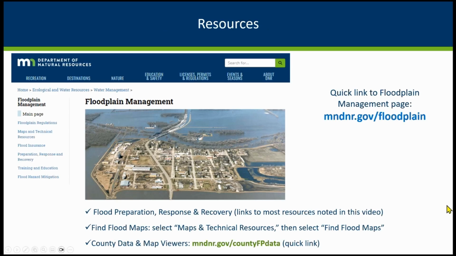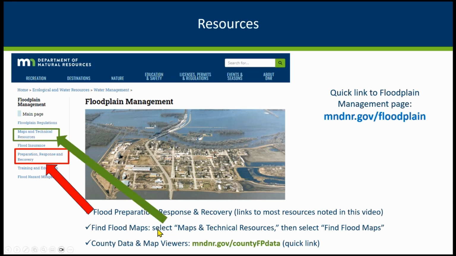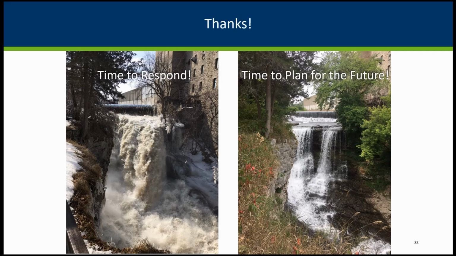We do have more information just on flood preparation, response, recovery, as I mentioned at the beginning. And if you want to see more about the mapping of what's the floodplain, that's here. Reminding that when it's a flood, you're out there, all hands on deck, saving people, making sure that they're safe. But once we have those dry periods, we want to be working on preparing for the future.